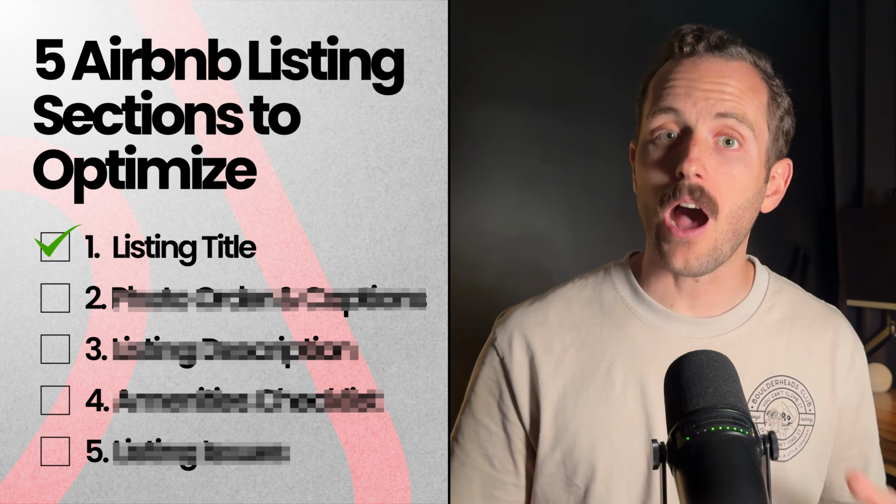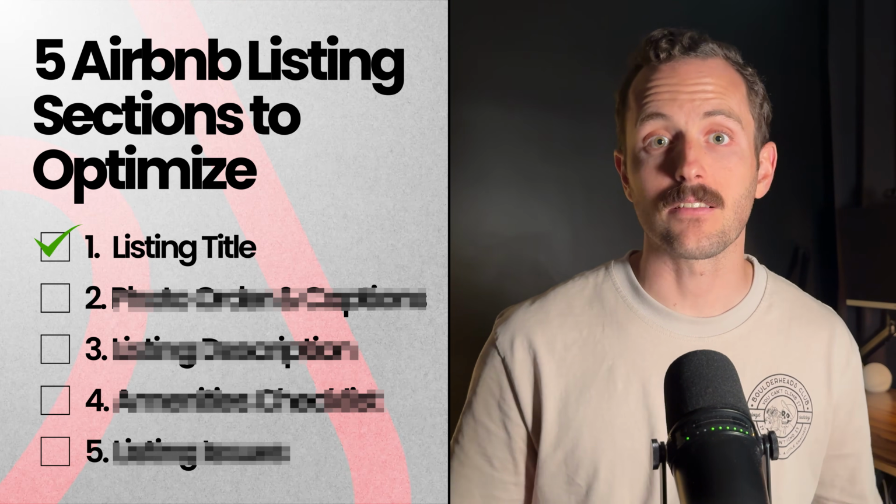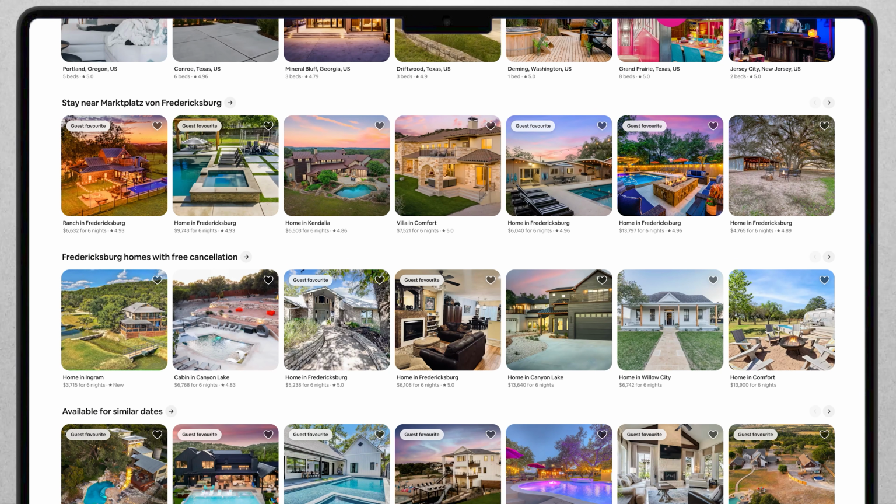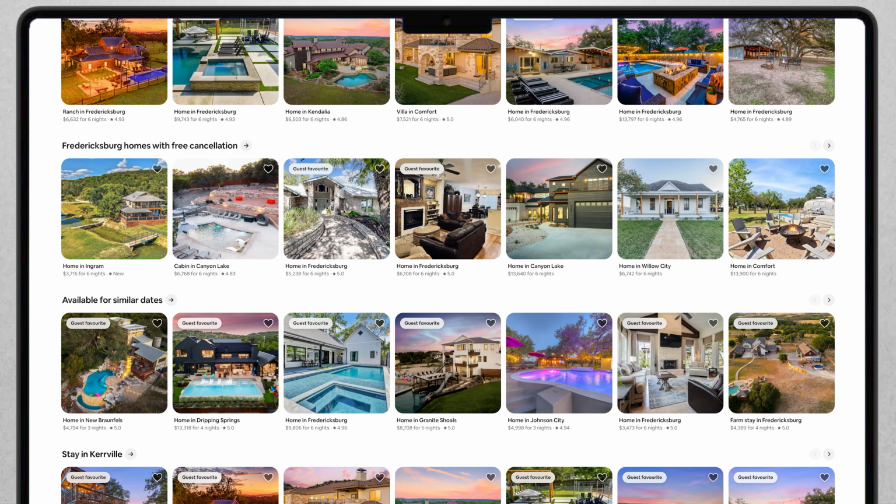Let's start with section number 1, your listing title. This is the single highest leverage piece of text on your entire listing because it's the only text a guest sees before they decide whether to click on your listing or keep scrolling. Think of it like a search ad. You've got a tiny window to convince someone that your property is worth looking at. And if your title doesn't do that job, it doesn't matter how incredible your photos are because nobody's even going to see them.